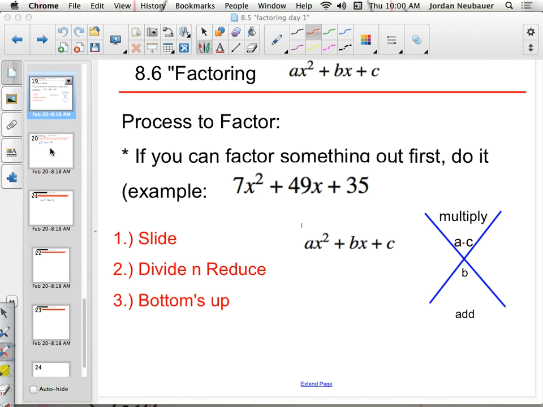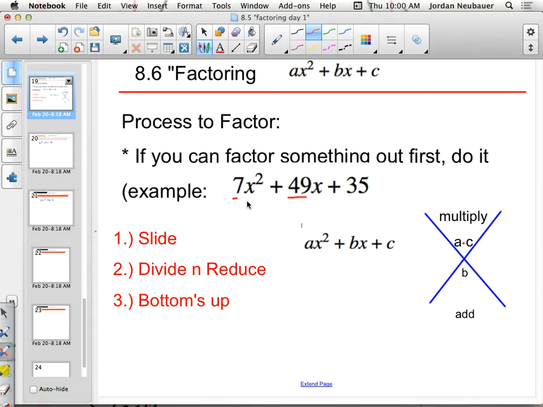The example given is 7x squared, 49x, and 35. Each term has a factor of 7, which means that we can rewrite the expression by dividing that 7 out. This is kind of a throwback from section 2. So we would write that as 7 multiplied by x squared plus 7x and then plus 5. And then we would go through our process of factoring this expression instead of factoring this big long expression with the 7, 49, and 35. Things just get messy when you try and do it that way.